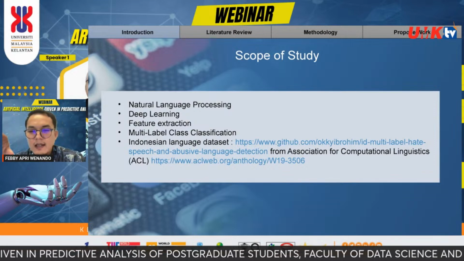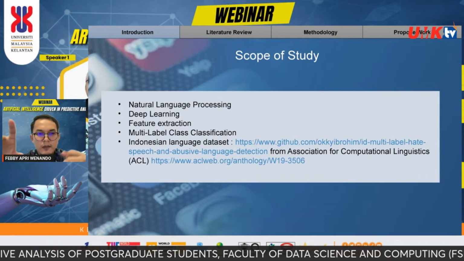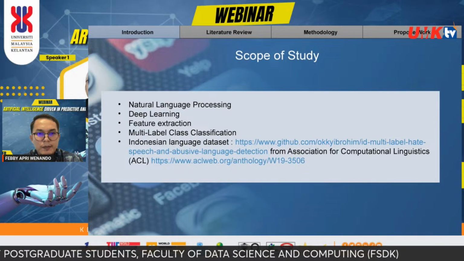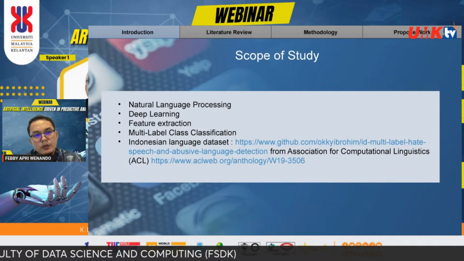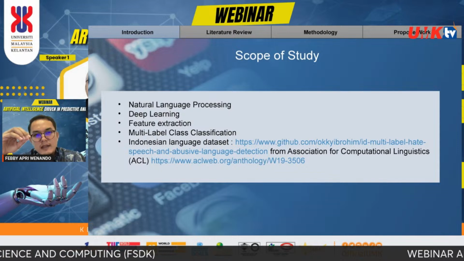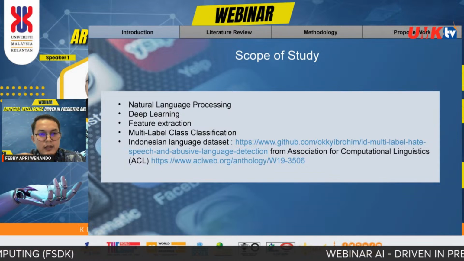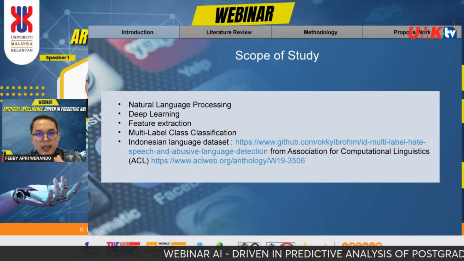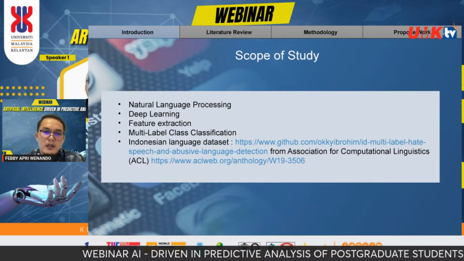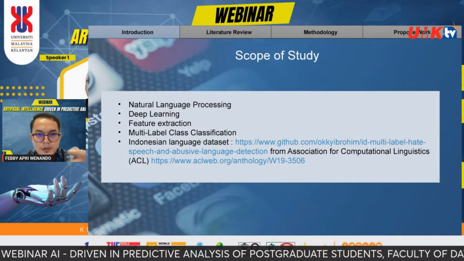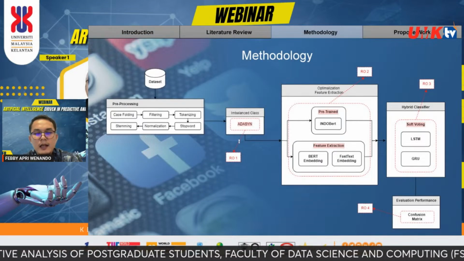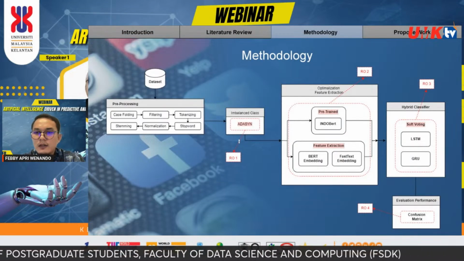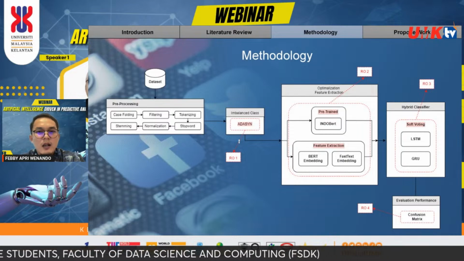My research study in scope one is NLP, natural language processing, deep learning, and feature extraction. We have multi-class, multi-label classification. I use a dataset from the Association for Computational Linguistics, especially in the Indonesian language. This is the methodology I use in my research.